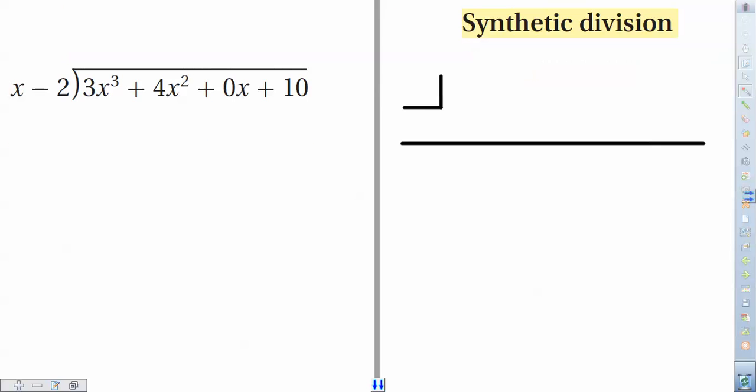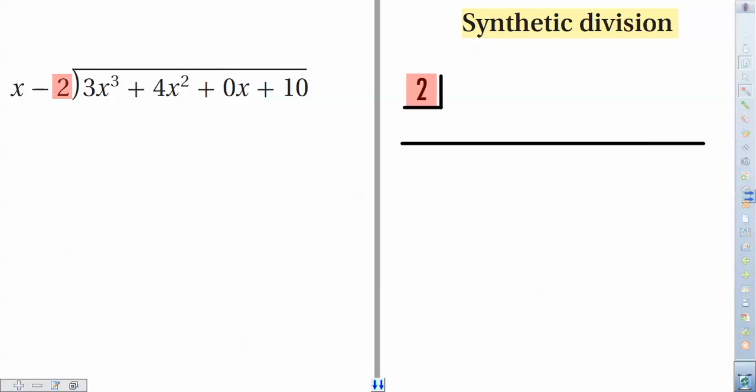So here's the setup. With synthetic division, you're going to want to make this little setup, kind of like half a square and then a nice little line. What this line represents is that you're going to be doing a little bit of vertical addition a couple of times. So right down underneath the line, you're going to put your sums.